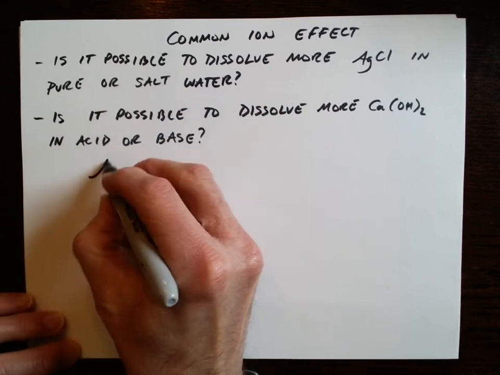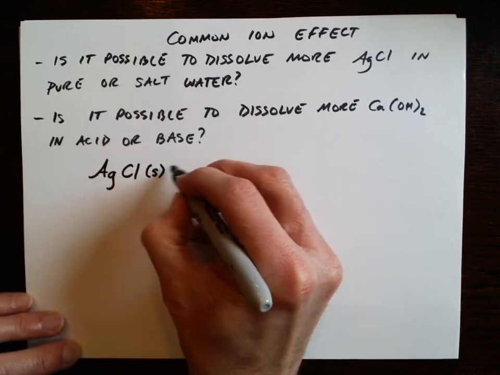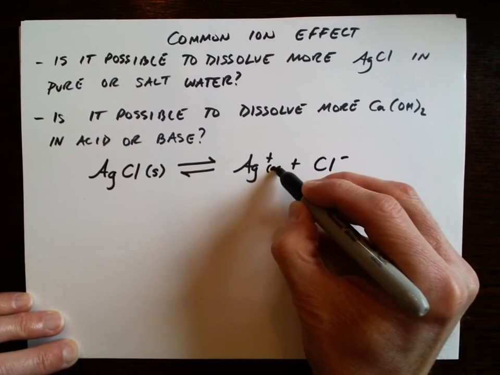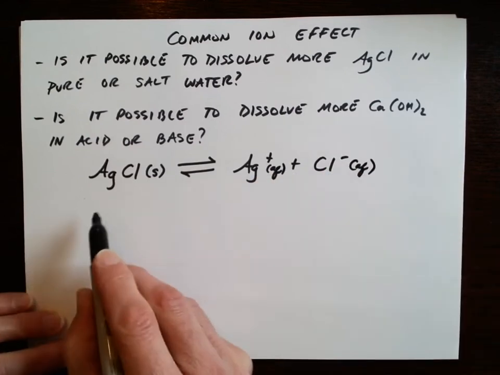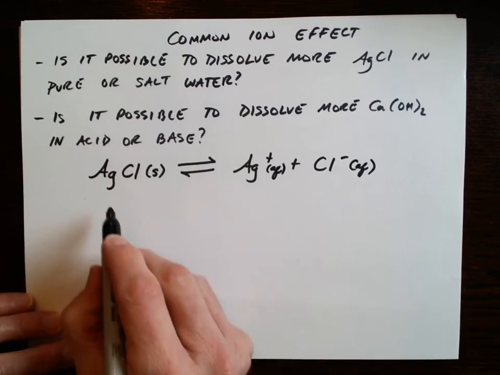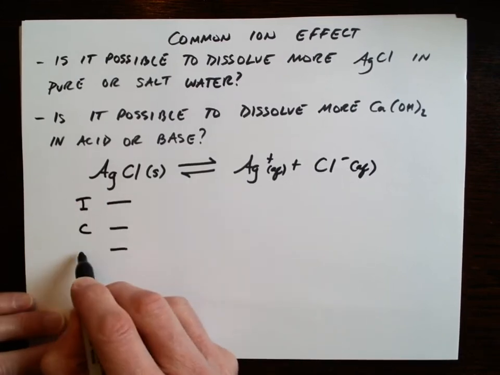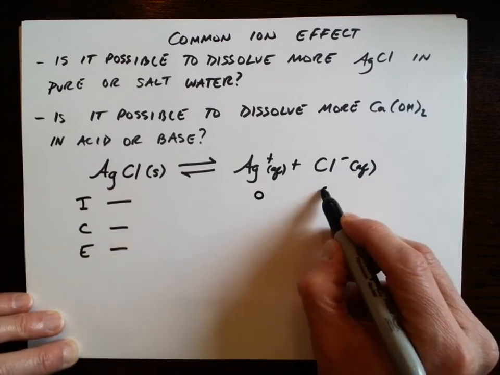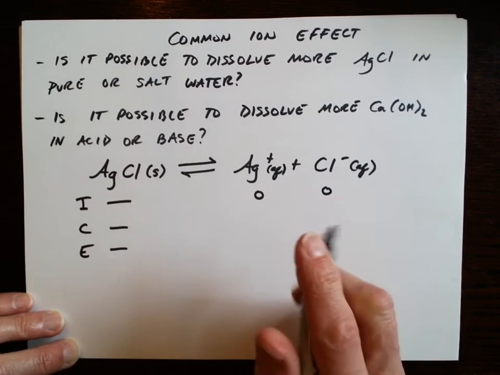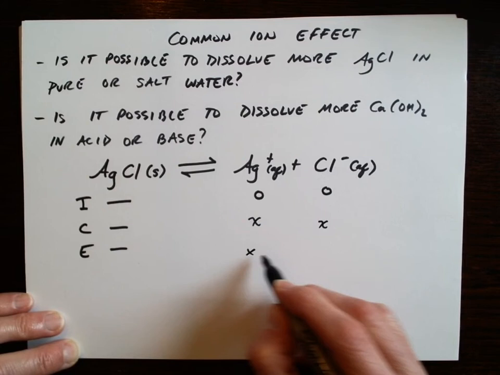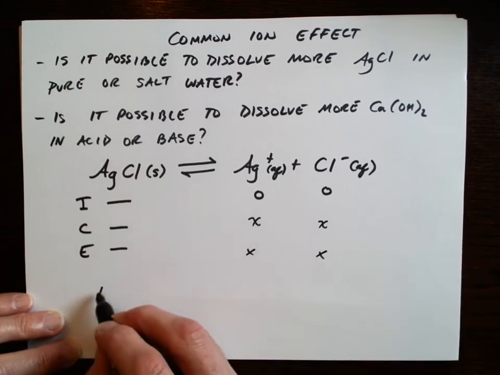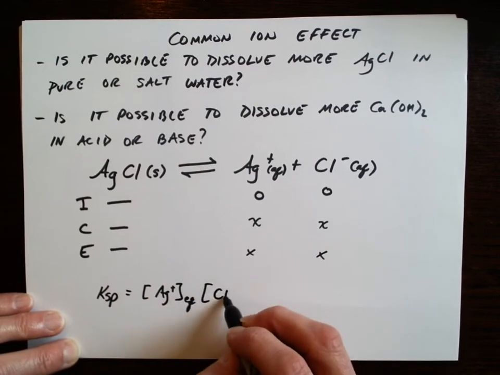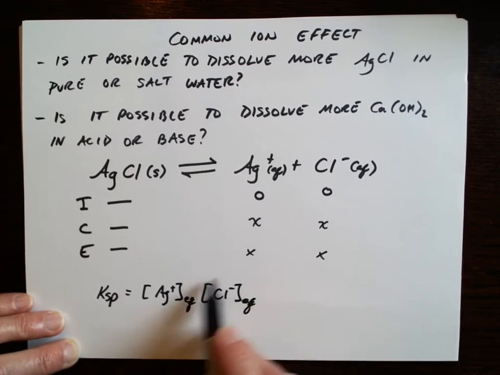So let's write the dissociation for silver chloride like this. Of course, these are aqueous. And we'll imagine two different scenarios. In the first scenario, we don't have to worry about the solid, of course. If we're in pure water, then we can start out by assuming that there's no silver present and no chloride present, and we're going to get X amount of each. And so our KSP would be equal to the concentration of silver at equilibrium times the concentration of chloride at equilibrium. Those are both X.